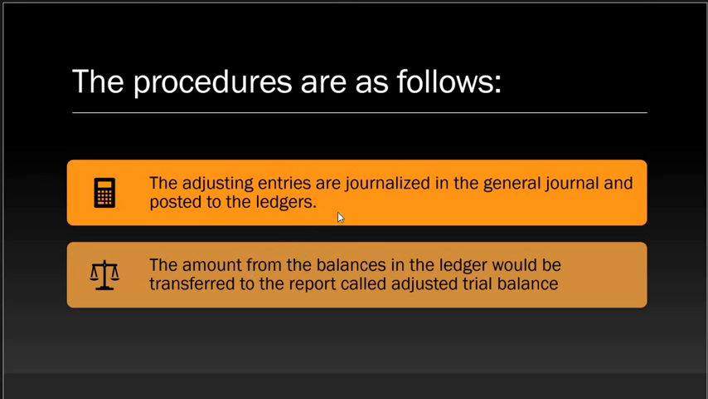So after journalizing and posting the adjusting entries, the next thing to do is the amounts from the balances in the ledger would be transferred to the report called the adjusted trial balance. So after posting your adjusting entries to the ledger, of course you will get your updated balances, and if you already have the updated balances, then you can prepare what you call the adjusted trial balance. Adjusted trial balance, because you'll be picking up amounts which already integrated the adjustments that you have prepared.